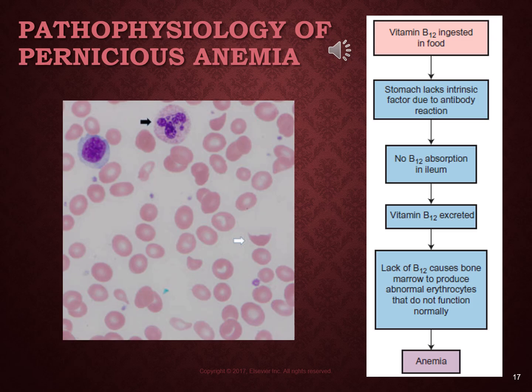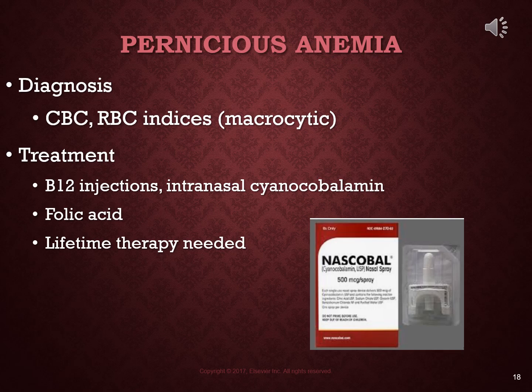Another thing besides an antibody reaction that can cause this is if you have somebody who's had gastric bypass surgery or a gastrectomy, there's a risk of pernicious anemia because there will be a decrease in the available amount of intrinsic factor, which is of course produced in the stomach. So you always want to be on the lookout for pernicious anemia in these people. The diagnosis is made with a CBC and then red blood cell indices, and what you get here is a macrocytic or an unusually large red blood cell. So pernicious anemia is a macrocytic anemia.